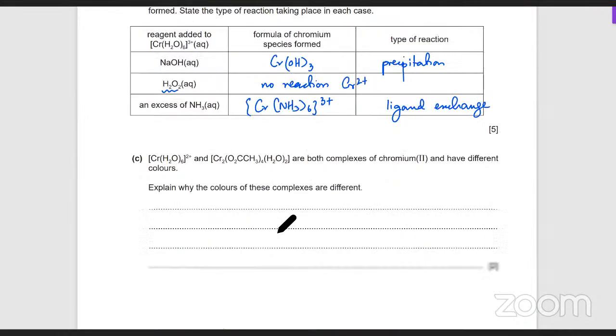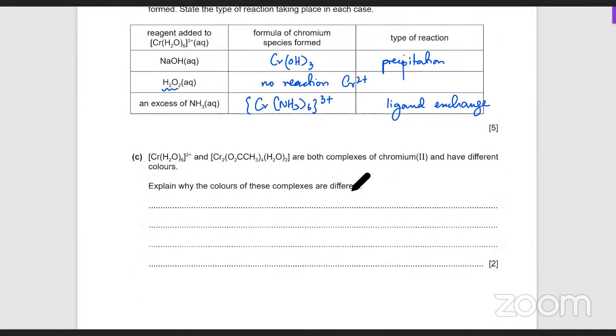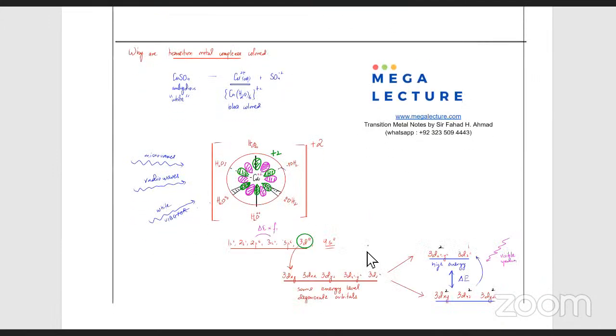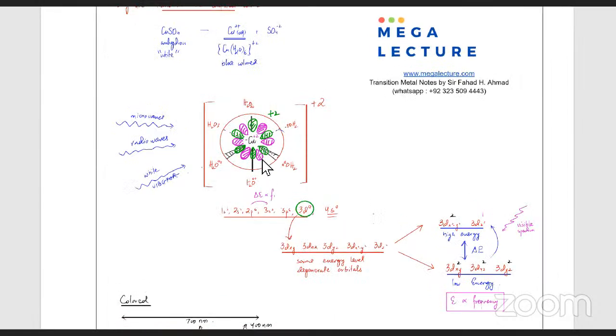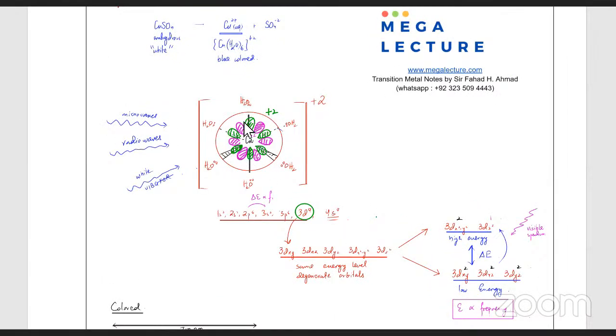So moving on. Explain the colors of these complexes. He says both are complexes of chromium 2 and have different colors. So why do they have different colors? Different colors, but what do you have to write? Let's quickly revise colors first, what happens. What happens is that you've got a 3D subshell which is inside the atom. So when these ligands approach the 3D subshell, some of the 3D orbitals face more repulsion.